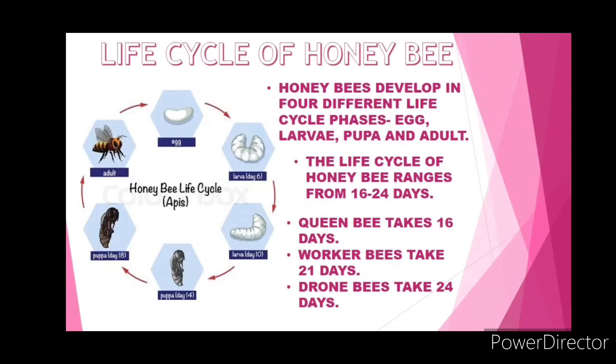This diagram is very important: from the egg stage to the larva stage, from the larva stage to the pupa stage, from the pupa stage to the adult stage. So this entire cycle is called the life cycle. Again, when the bee becomes an adult, it will start to lay eggs. Again, from the egg, the new larva will form, then the pupa will form, and from the pupa again the adult bee will develop. Okay, so this is the life cycle.